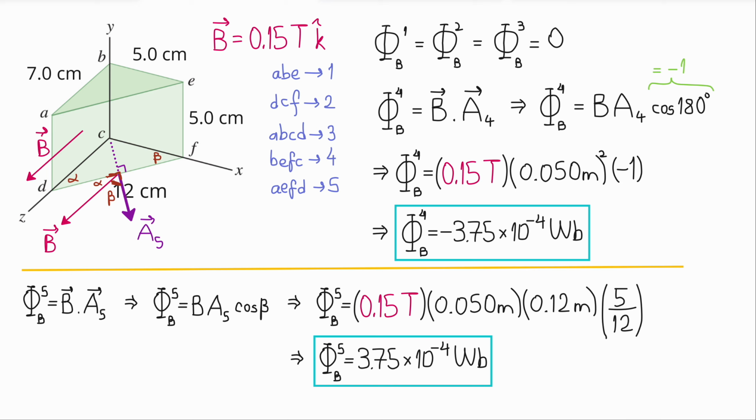And what do we get when we add up all the flux values? The first three were equal to 0, and flux number 4 and 5 cancel. So the total flux through the entire volume, the entire closed volume, is equal to 0. Is this expected? Yes. Remember, magnetic flux through any closed volume is equal to 0. And this is related to the fact that there are no magnetic monopoles.